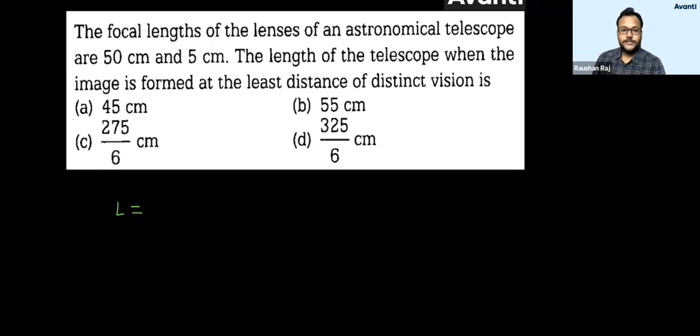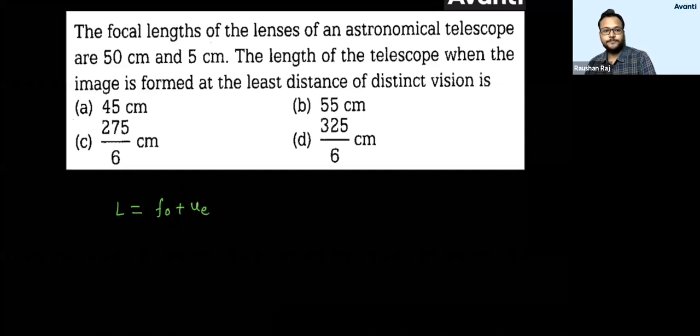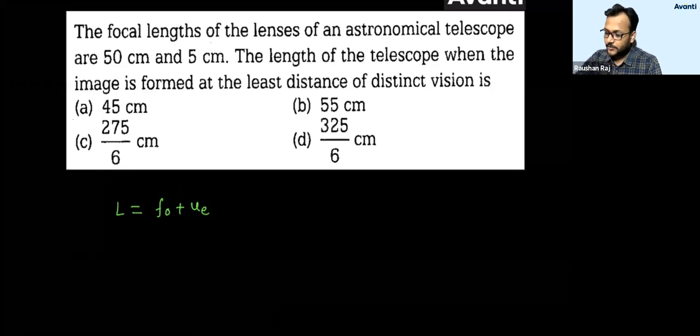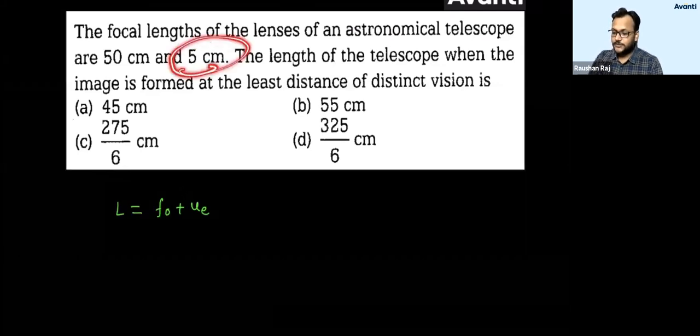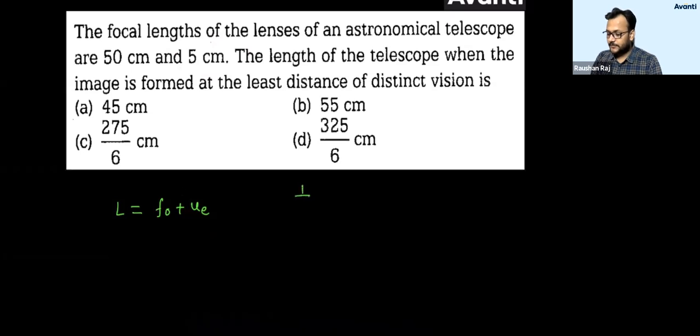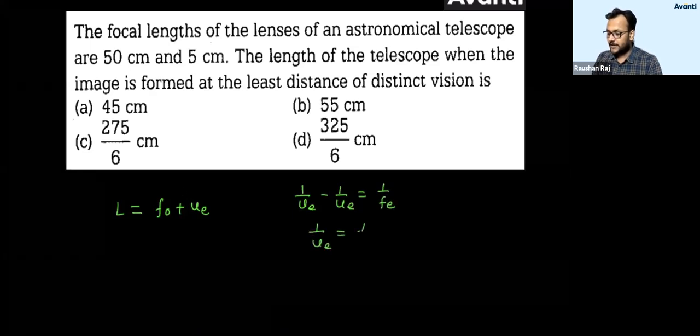In an astronomical telescope, the object will be at infinity, so the image will be at focus. So what do you get? Basically, we'll write VO plus UE, but here VO will be what? FO. So we get FO plus UE. FO I already know. What is FO? 50 centimeter, right? FE is given. What will be UE? So I'll put the value. 1 by VE minus 1 by UE will be equal to 1 by FE. So 1 by VE will be equal to 1 by FE plus 1 by UE. Put value.